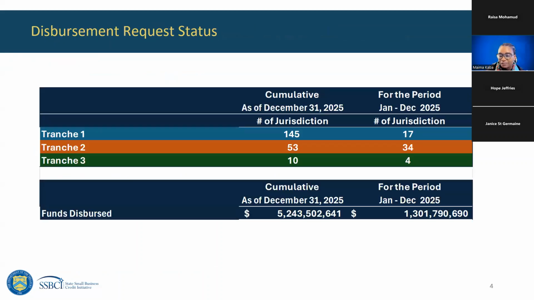This slide just provides the status of all the disbursement compliance reviews that have been actively completed. If you look at the second and third tranche, as of December 31st, we've done 53 second tranche reviews and 10 third tranche reviews. From January last year to December last year, we've done 34. So the disbursement request is very important for our process, and we want to make sure we get your funds to you in a timely manner. This is really heavily driven by you and the documentation and data that you provide to us. We really do appreciate that you're taking time to be available for this training.